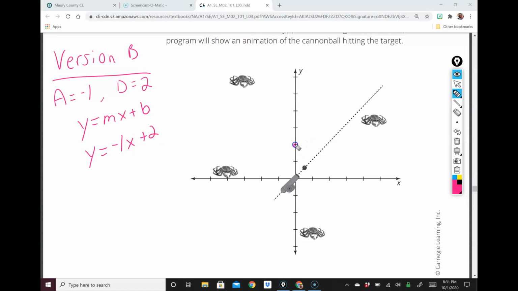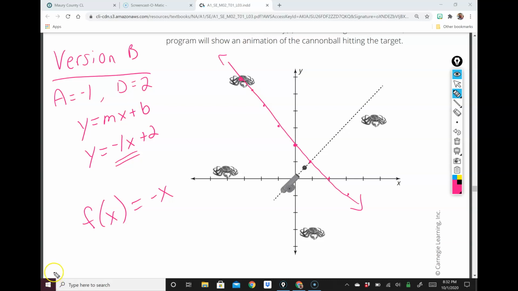So if I start at 2 on my y-axis, and that's where the cannon would be, I would go down 1 to the right 1, down 1 to the right 1, down 1 to the right. But if I go in the other direction, up 1 to the left 1, up 1 to the left 1, up 1 to the left 1, and I think that would be a hit. You sank my sea creature. And notice that I have a negative slope, and that's what it means by having -x.